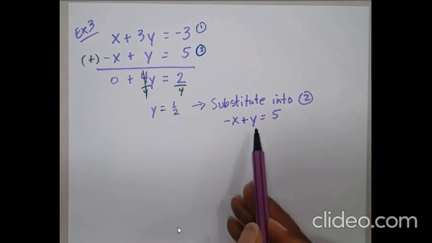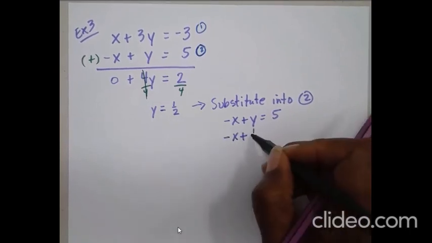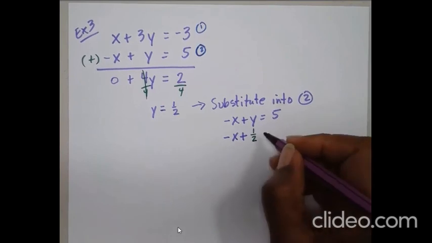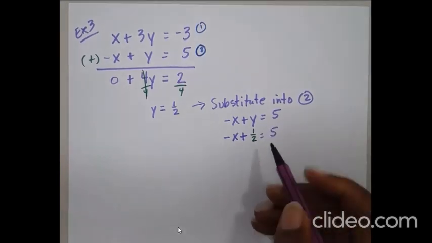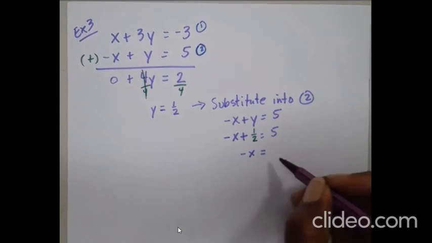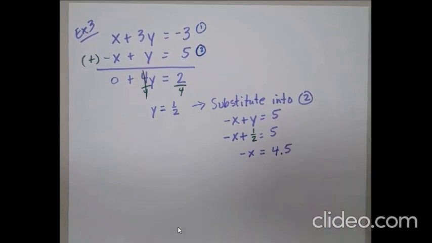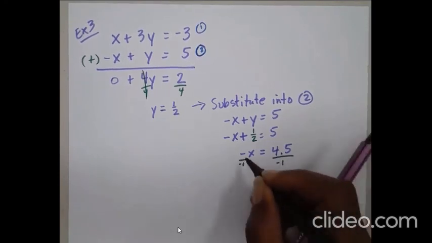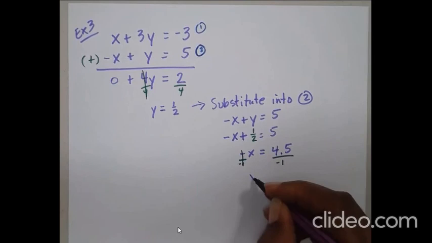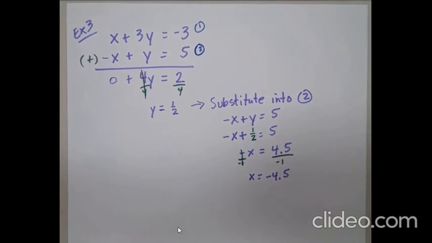We're substituting the 1/2 in place of the y. Negative x plus 1/2 equals 5. Well, in order to get this set, we have to subtract 1/2 from both sides. Negative x equals, if we subtracted 1/2, we'd have 4.5. Divide both by negative 1 because we want positive x, not negative x. So x equals negative 4.5.